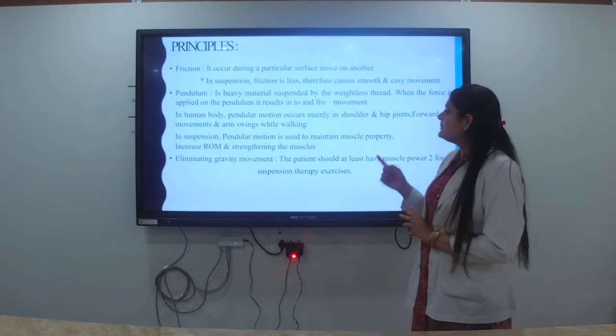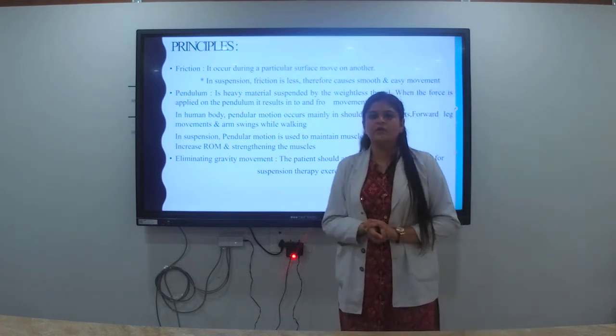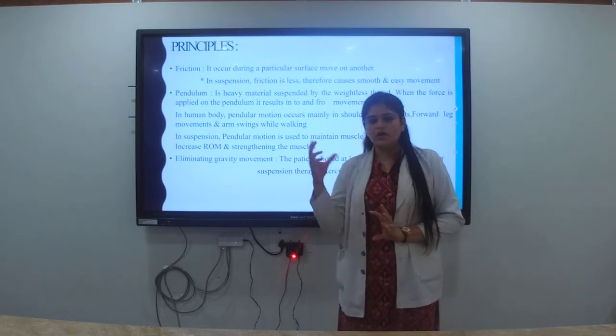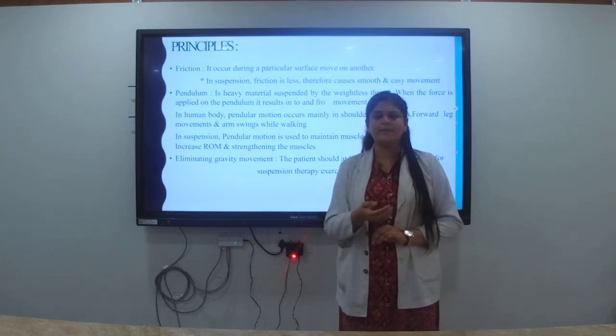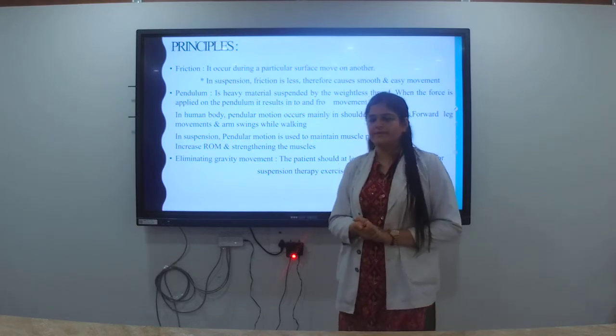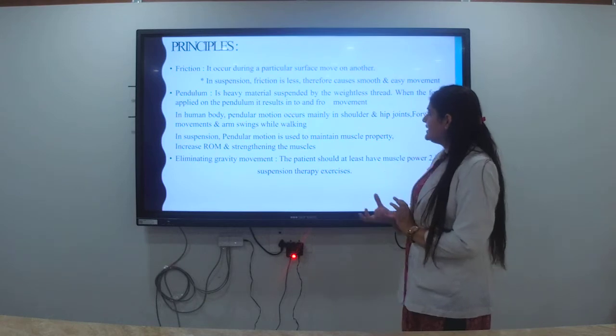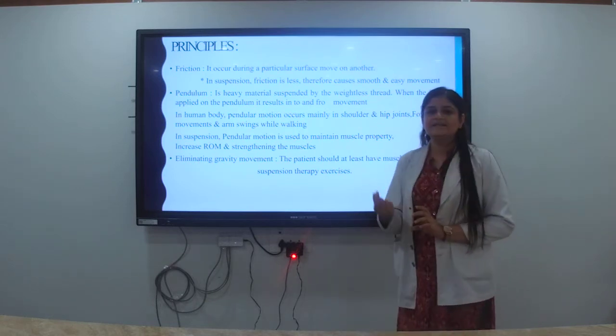Second is the pendulum force. Now everybody must have seen how a pendulum looks. Back then in the old clocks, we saw that they always had a pendulum down, which used to oscillate to and fro with the time. Now what is a pendulum? Pendulum means a heavy material suspended by a weightless thread.